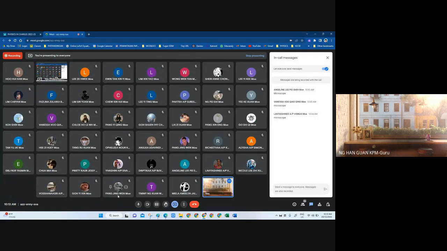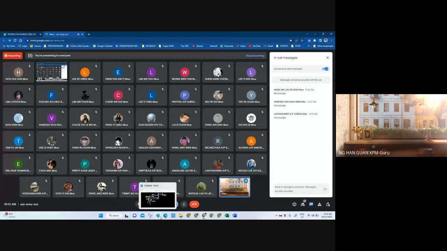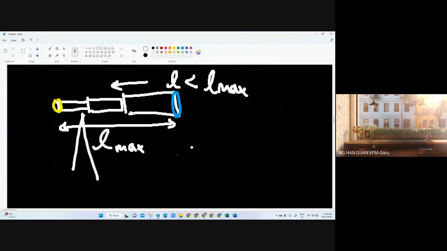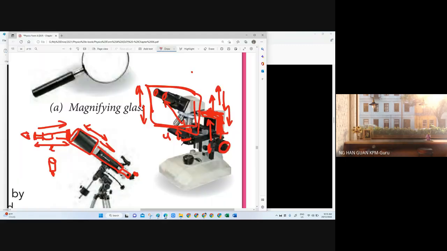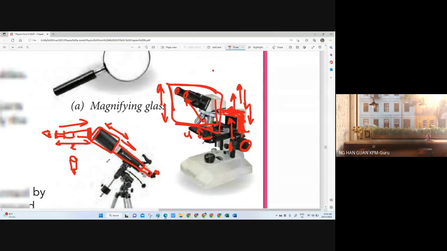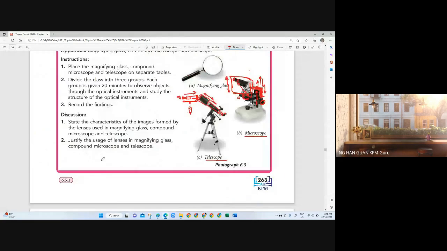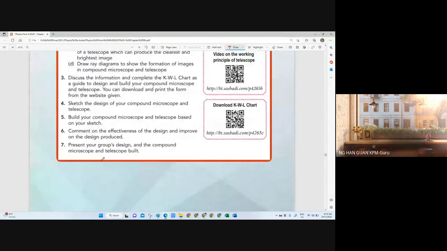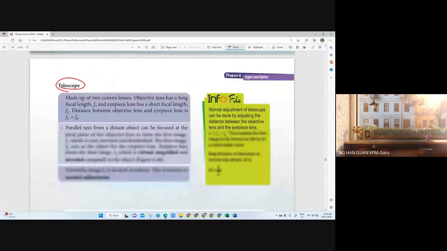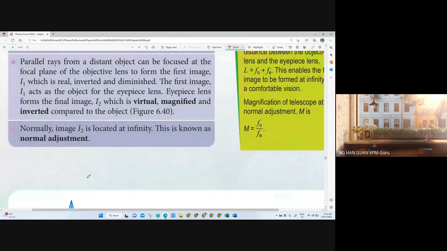All right, so I'm back. Okay, now we continue. When we pull this telescope until the max, this maximum length actually has a special name. When we pull until the end, we call it normal adjustment.